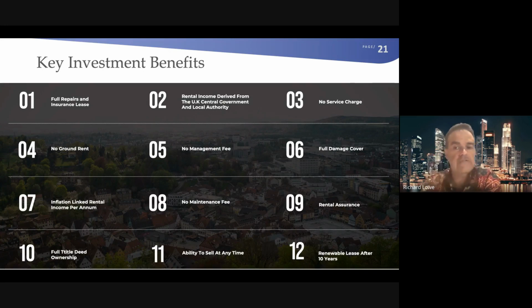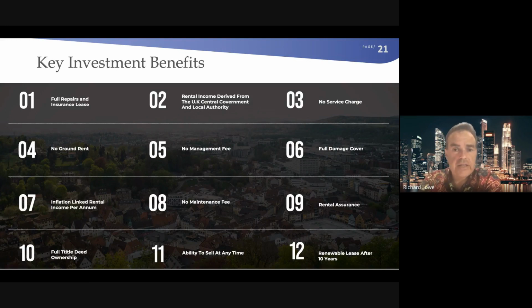There's no maintenance fees. The rental is assured by the government. You have a full title deed ownership. Most of the individual units are freehold. Some of the blocks may be on a leasehold basis. You can sell the property at any time. And the government takes long-term leases. They can be up to 30 years. Many of the leases are then split into 5-year terms, which are automatically renewed every 5 years.